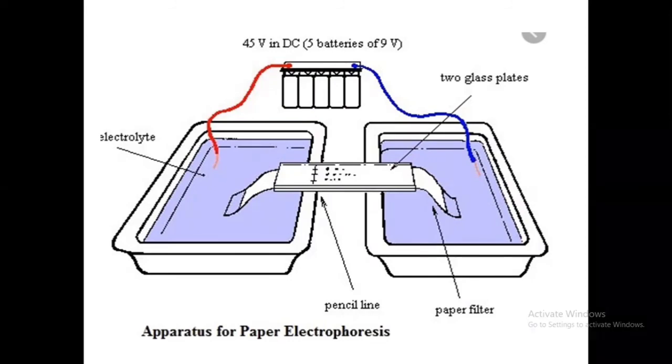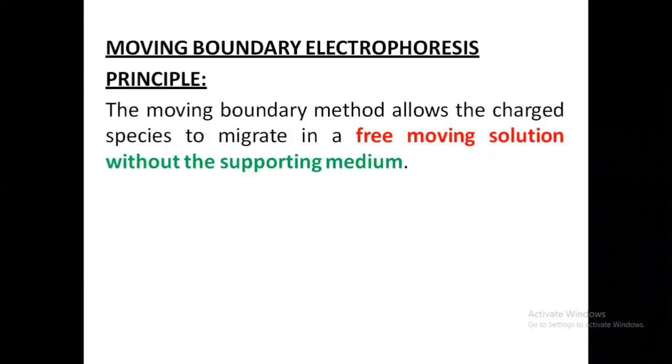Then, this is a red color electrode, and a blue color electrode. One is cathode, one is anode. When you are applying potential difference, what will happen? Whatever sample you applied on the paper is going to migrate. Finally, you can see the bands, zones. So that is called zone electrophoresis.